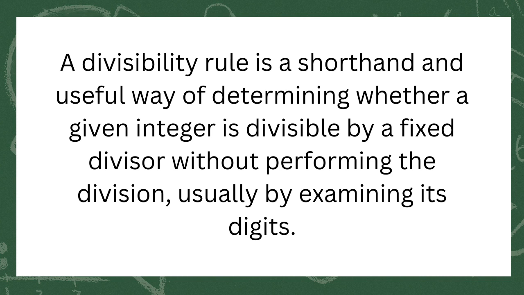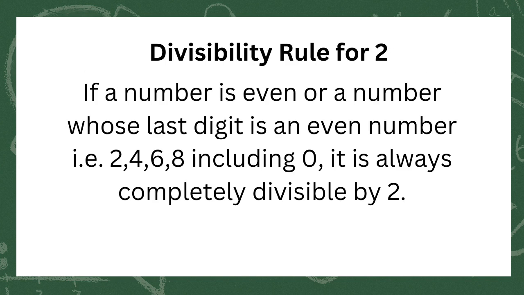The first one is the divisibility rule for 2. If a number is even, or a number whose last digit is an even number, that is 2, 4, 6, 8, including 0, it is always completely divisible by 2. What this means is when we see a number, look at the last digit. If the last digit is even, by even we mean 2, 4, 6, 8, or 0, it means that number is divisible by 2.